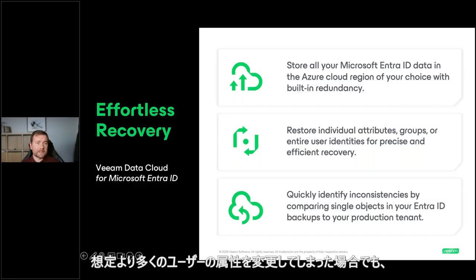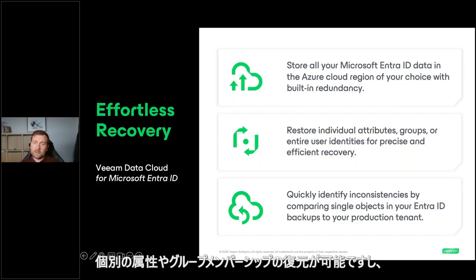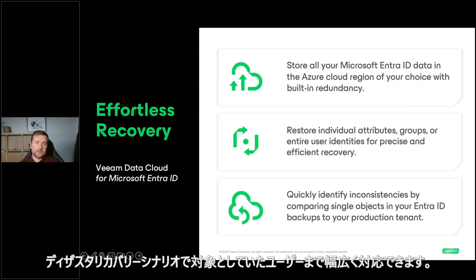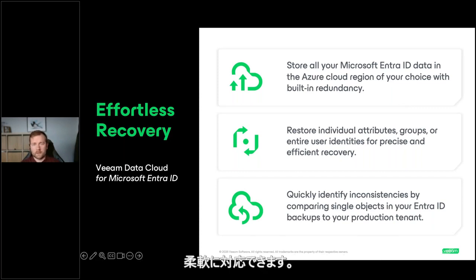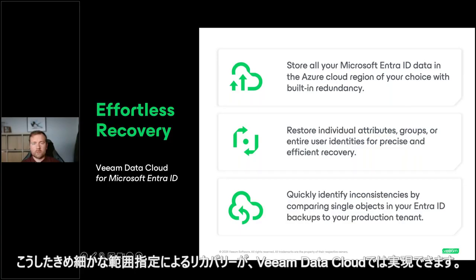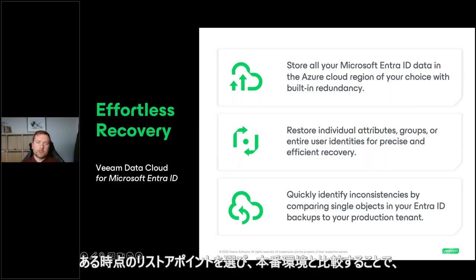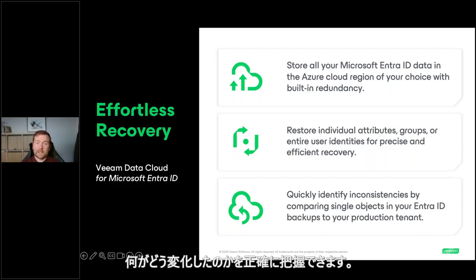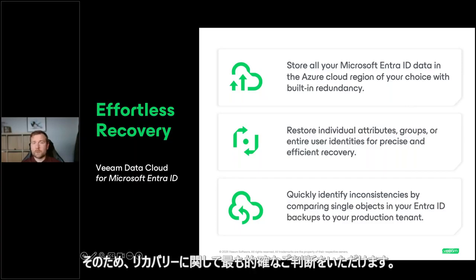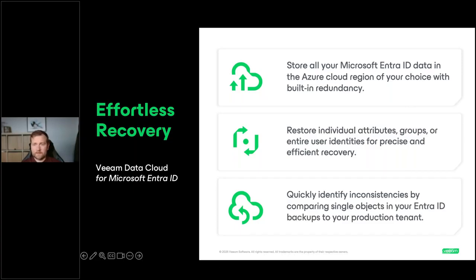Okay, if someone has accidentally run a PowerShell script with the wrong scope and changed attributes for a few more users than they meant to, well, we can recover individual attributes. We can recover group memberships, and we can go all the way up to those users that we've thought about for this disaster recovery scenario. So that granular scoping is what Veeam Data Cloud allows you to do in terms of a recovery. And we do that by allowing you to quickly identify those inconsistencies. You can choose a restore point in time and compare that to the production to know exactly what has changed, so you can make the most informed decision about recovery.